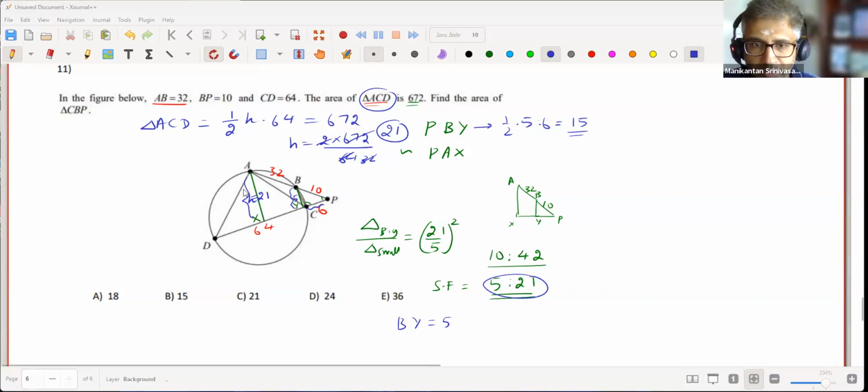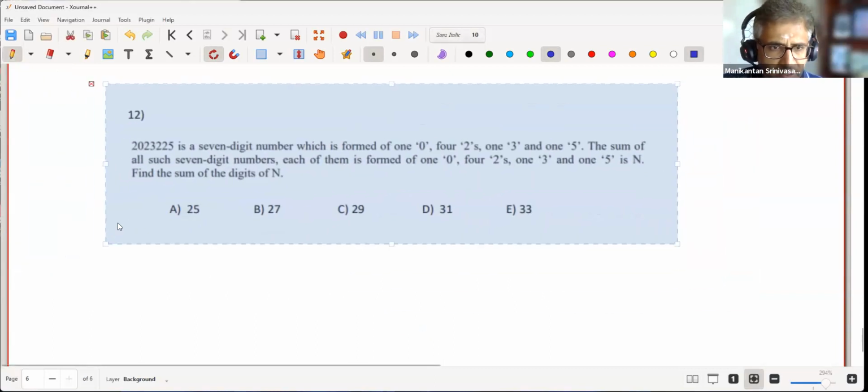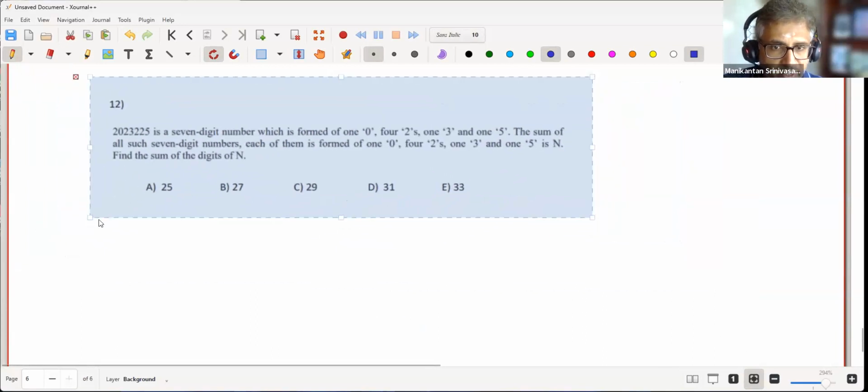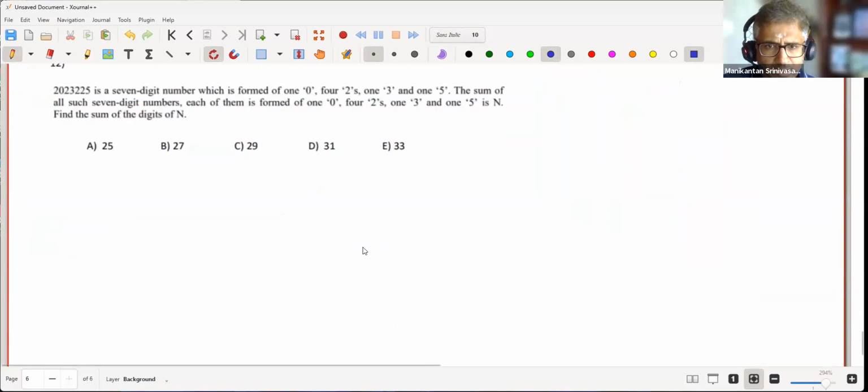Next question, question 12. Okay, question 12 was counting the sum of the digits of n, where n is formed using these numbers, right? Anyone on this one?